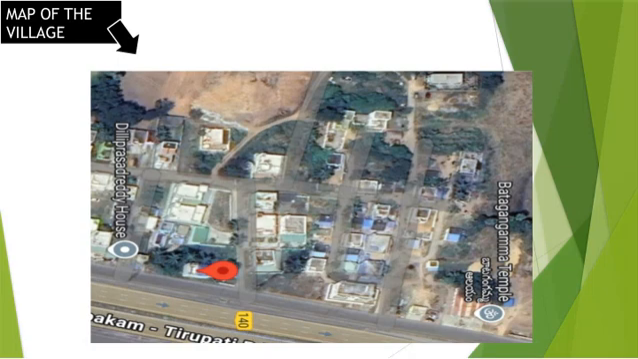Let's take a closer look at the map of the village. As you can see, this visual gives us a clear overview of the layout and key features of the area. It's important because it helps us understand how different parts of the village are connected and where important landmarks are located. Notice the central areas, which are often hubs of activity, and the surrounding neighborhoods that extend outward.